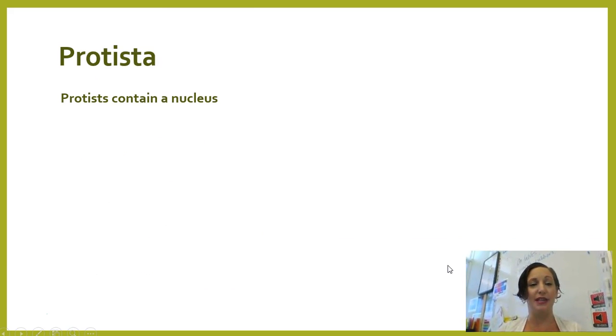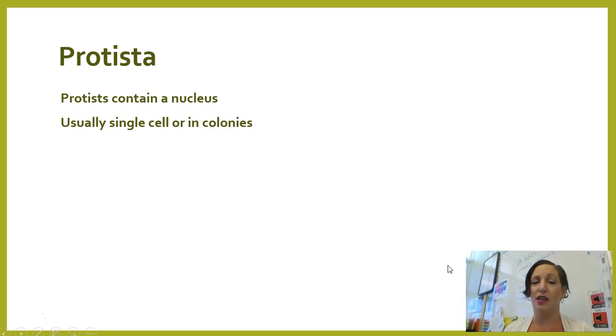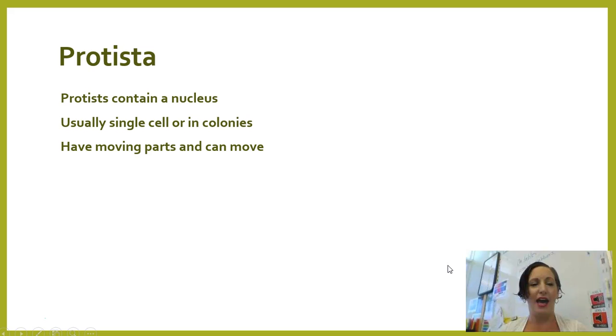The next kingdom is the kingdom of protista, and protists contain a nucleus, so they differ slightly from bacteria because they do have other cell organelles inside their cells. So they are usually single-celled, like a bacteria, but they can also live in colonies. And they have got the nucleus, the center part of the cell, and they've also got some moving parts to them, and that means they can move around their environment.